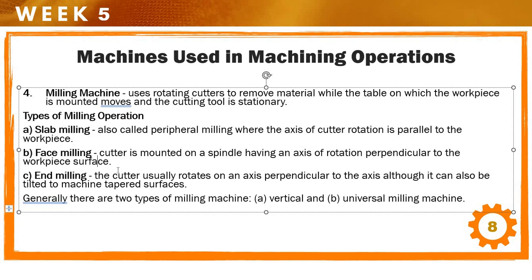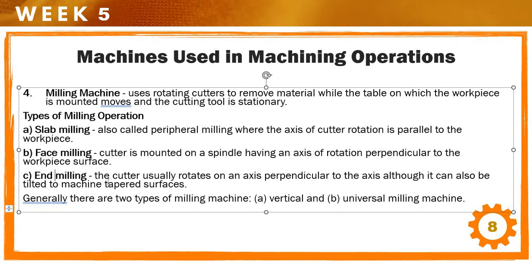Then face milling uses a cutter that is mounted on a spindle having an axis of rotation perpendicular to the workpiece surface. That's the difference of face milling to slab milling. Although you will be watching the video later on, so that you can see it by yourself. But in the definition, the difference between slab and face milling is the direction of the rotation of the cutter, with reference, of course, to the workpiece.